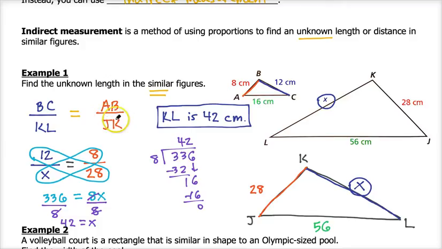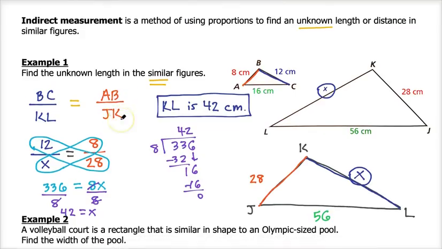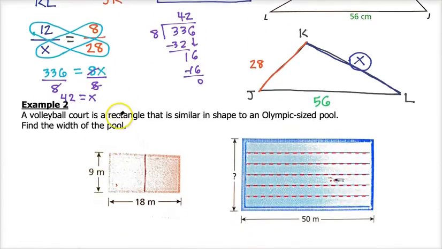You'll notice that I chose to use these two sides in my proportion, AB and JK, but I could just have easily used the sides AC and JL, 16 and 56 here, and I would have still gotten the same answer. So it really doesn't matter which corresponding sides you put in your proportion, as long as the sides that you pick are in fact corresponding to each other. Okay, let's try this now for number 2.